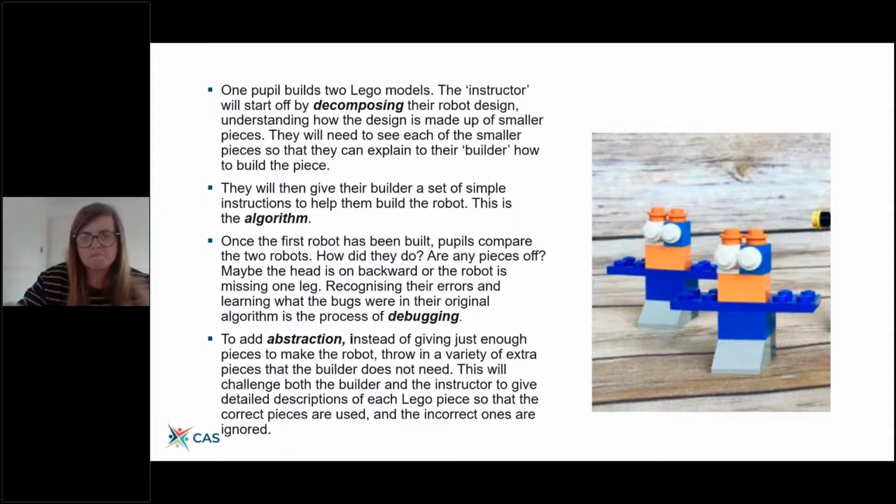Turnarounds, do they look the same? Yes or no? Probably not. They'll have the head turned on wrong. They won't have everything right. Then that's when you debug. Okay, what steps did we get wrong? How could we improve this?